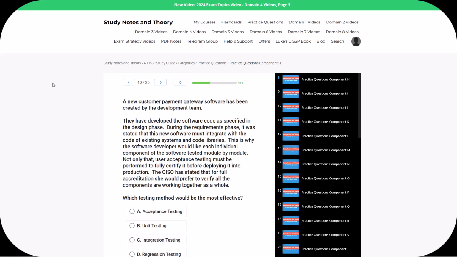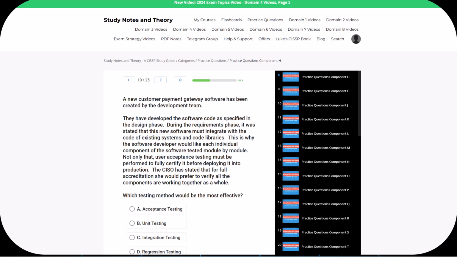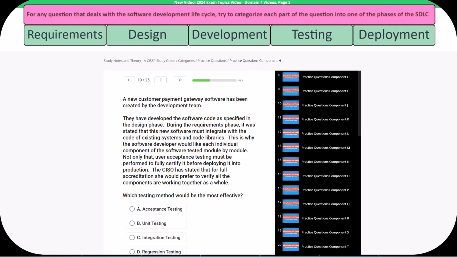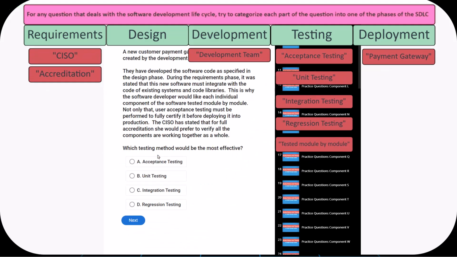All right, question 10. A new customer payment gateway software has been created by a development team that develops software code to process. This is why software like individual components. The CISO has stated that for full accreditation, she would prefer to verify all the components are working together as a whole. That's a CISSP term right there, accreditation. I mean, all my questions have the CISSP terms in there. Accreditation is an actual term you should know, which means the formal acceptance and approval of senior management of a software or system into the environment.